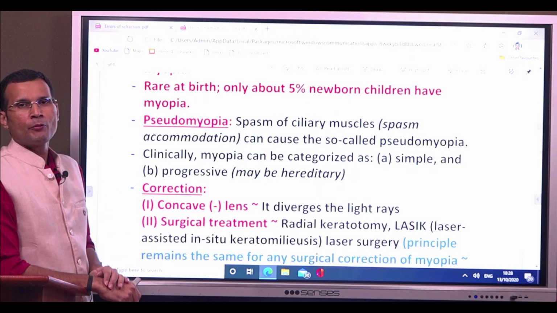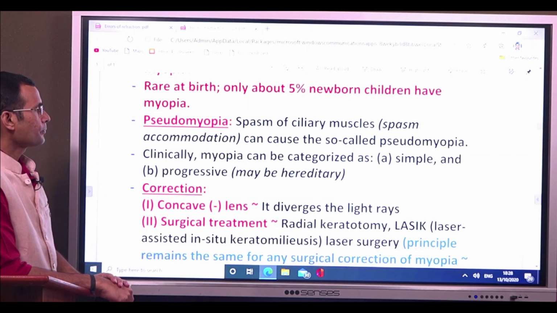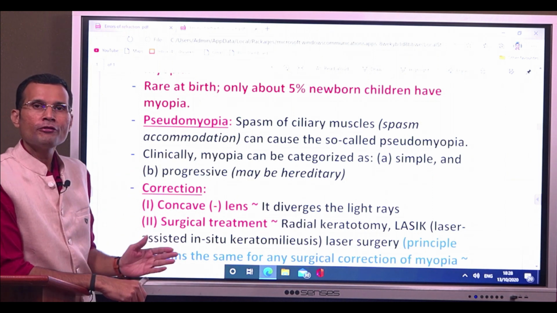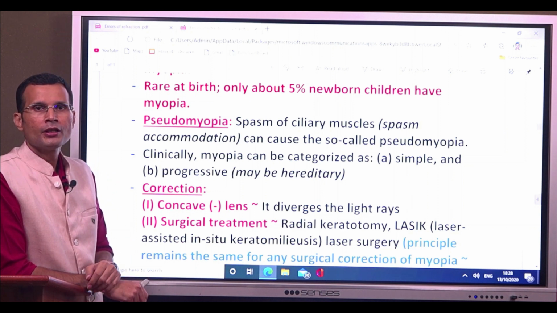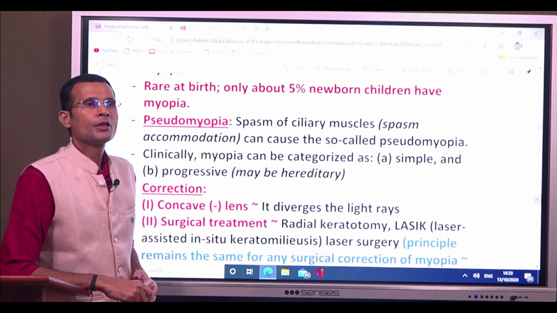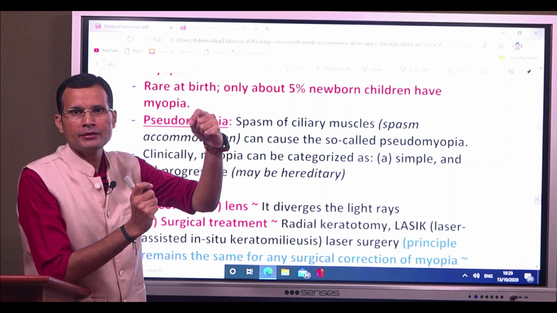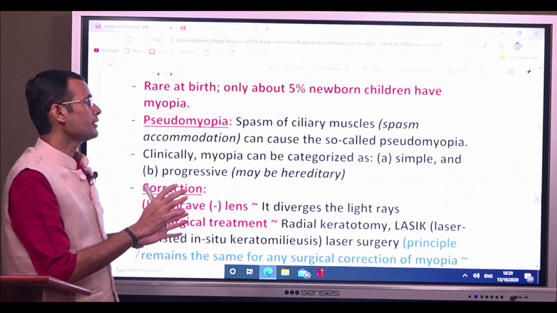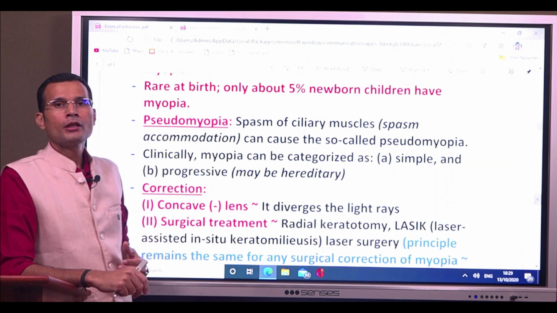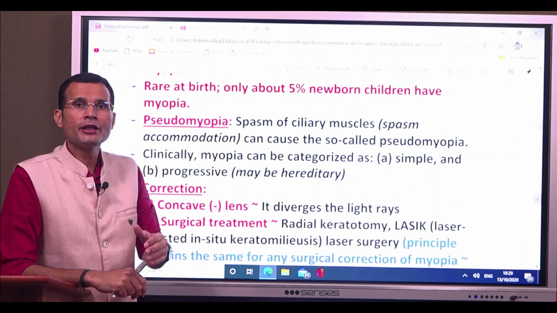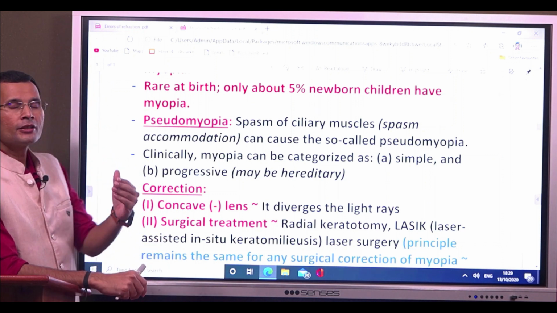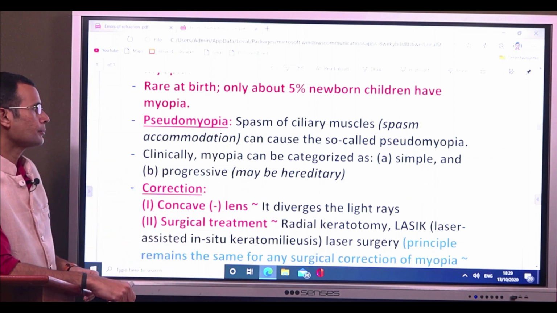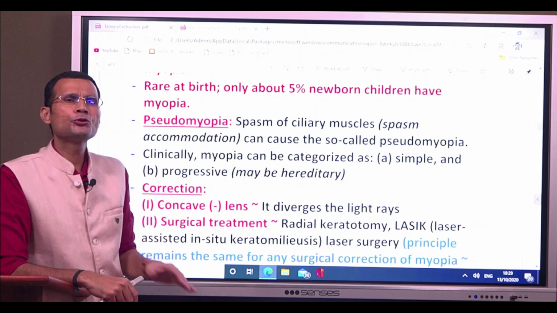Now there is one more term that I want to introduce: pseudomyopia. Pseudomyopia sometimes occurs with spasm of the ciliary muscles. The ciliary muscles hold the lens in place by virtue of the suspensory ligaments. Now if ciliary muscles go into spasm, it is called spasm of accommodation. Looking at the near object, the ciliary muscles have gone into spasm. So spasm of accommodation is called pseudomyopia.